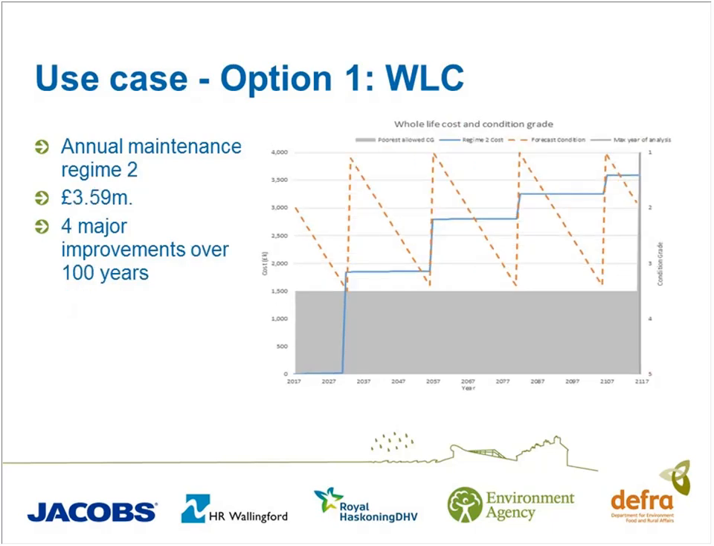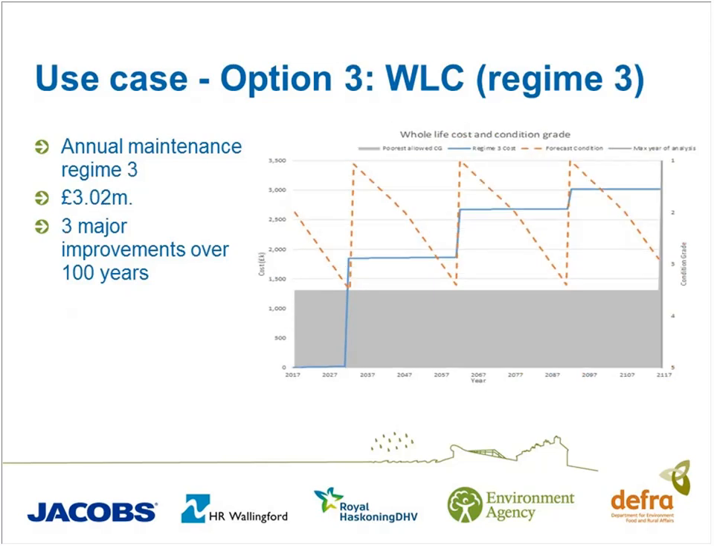If we then look at option 2, a medium standard of annual maintenance, we can see a slightly lower whole life cost, 3.59 million, and here we've only got 4 major improvements over the 100 years of analysis. So we're seeing the impact of the higher standard of annual maintenance on the deterioration rate. We're forecasting fewer future major refurbishments. In regime 3, the highest standard, the whole life cost has come down to about 3 million. And again, here we're seeing 3 major improvements rather than 4 or 5 that we saw previously.